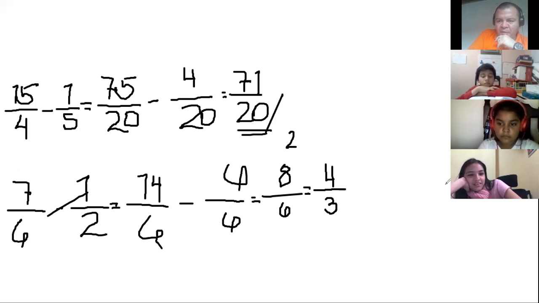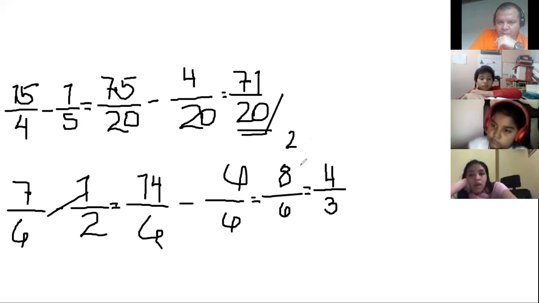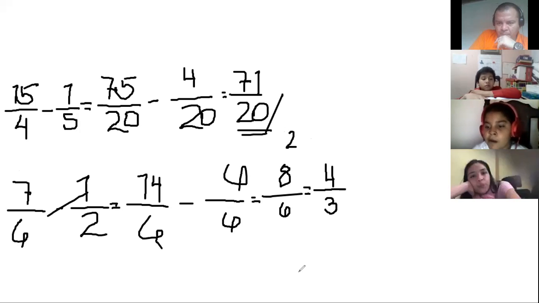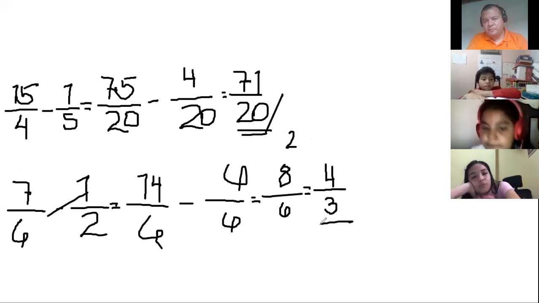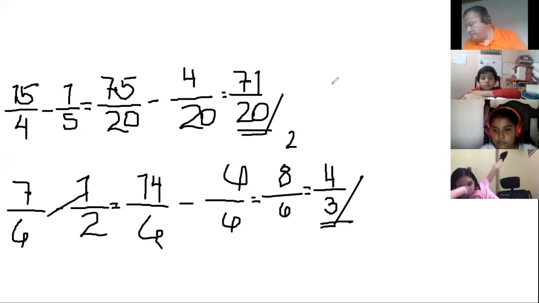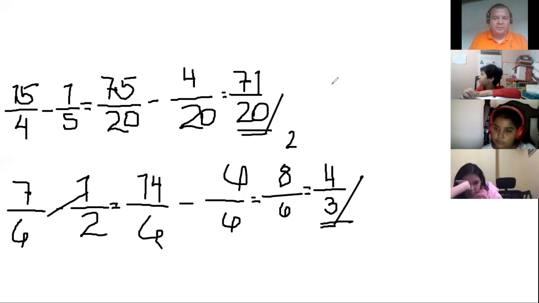So, do you have another question? No. Okay? So I have to divide it in 2 people because both numbers are equal in 2. So my answer is 4 over 3. Let's see the other ones.